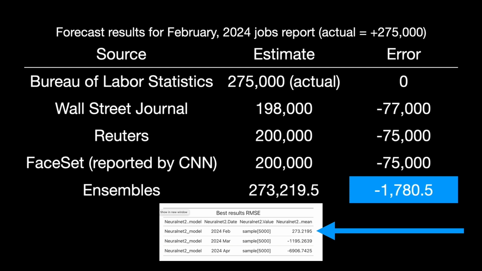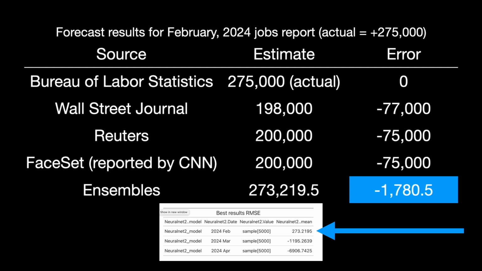Reuters forecast 200,000, they were low by 75,000. CNN reported a forecast of 200,000. And the ensembles, which you can see right there, our best result is 273,219. We were low by a little over 1,700. So we won 3 months in a row. We beat all the experts.